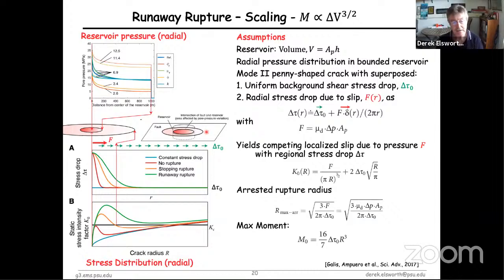And the question is, what happens if the rupture, instead of being contained to within this region, it actually extends beyond this? And so then the idea is that if you have a rupture which has this existing pre-stress, delta tau on it, what is the magnitude of the event that you can develop for that? And this is a paper by Galis and Ampuero in Science Advances from 2017. Very elegant analysis.